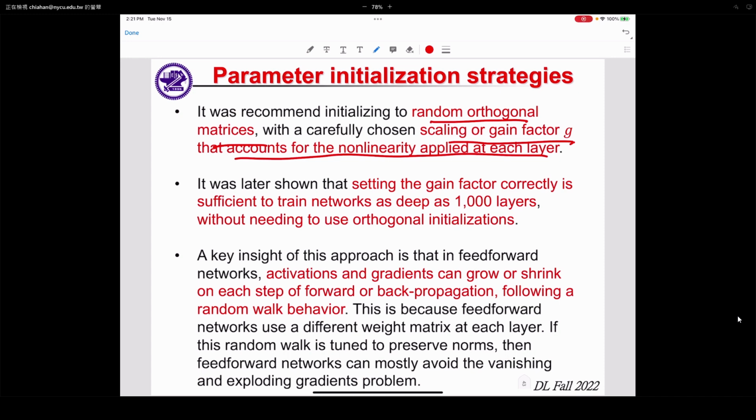Here you just want to say that if you can set the gain factor correctly, then you do not really have to care about the orthogonality between the different units. I'm going to skip this one, just to explain that because of random walk behavior, different layers have large or small values, and overall it should be fine.